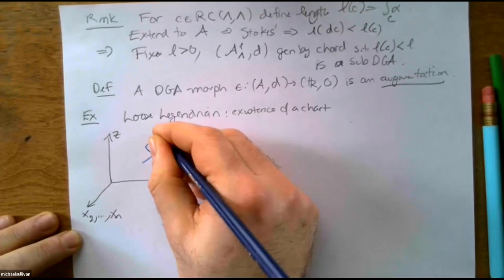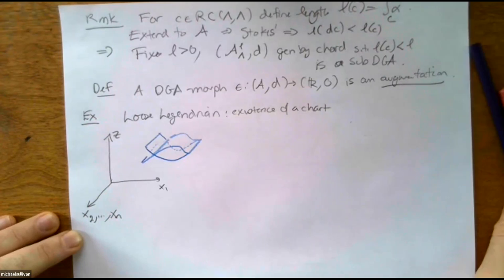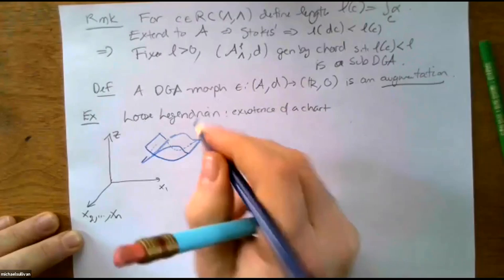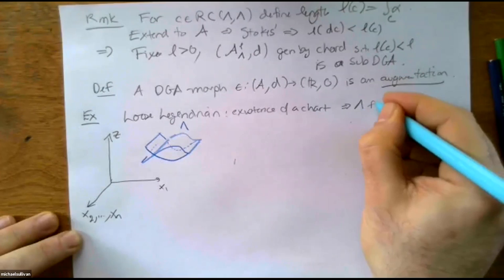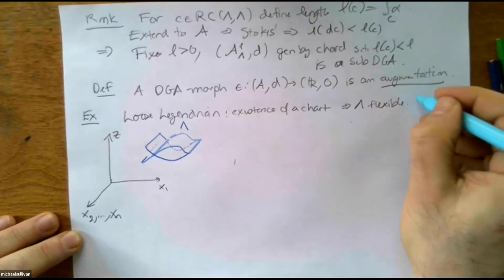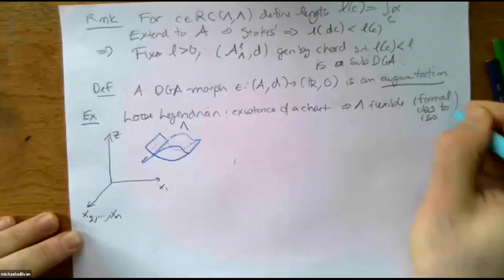This guy goes here, and then this is sort of behind. Okay. All right. The existence of a chart in which lambda looks like this. There's a result which says that if you have such a chart, lambda is flexible, which means that there's basically only formal obstructions to the isotopy. And so it's not rigid.